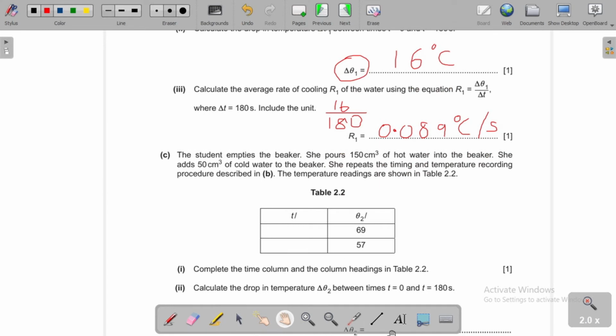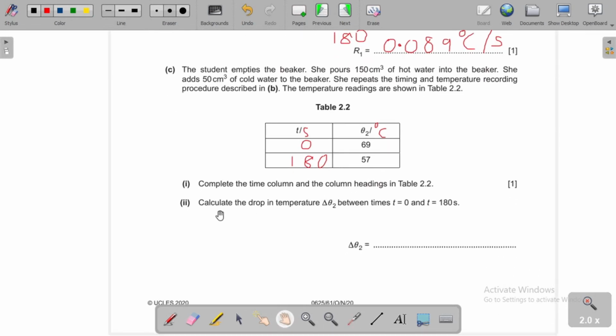The student empties the beaker. She pours 150 cm cube of hot water into the beaker. She adds 50 cm cube of cold water to the beaker. She repeats the timing and temperature recording procedure described in B. The temperature readings are shown. Complete the time column and the heading. So this is seconds and this is degrees Celsius, and this is 0, and this is 180.